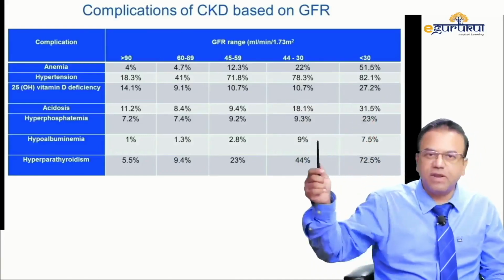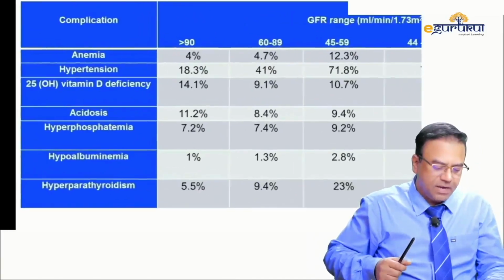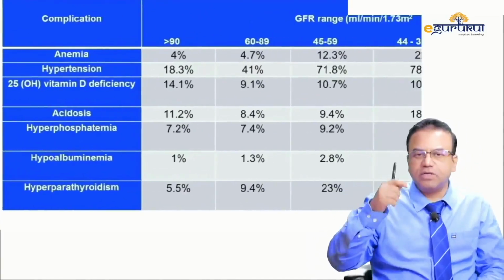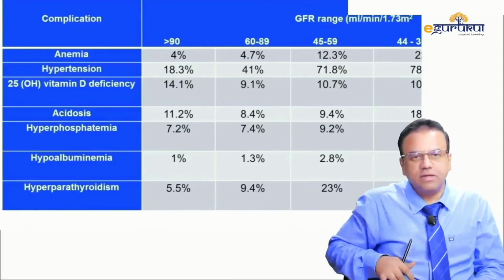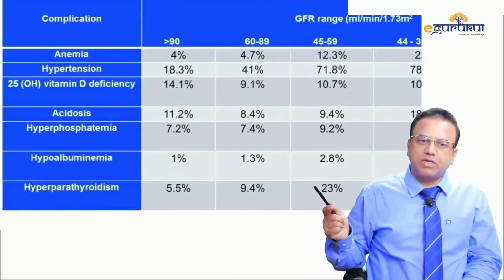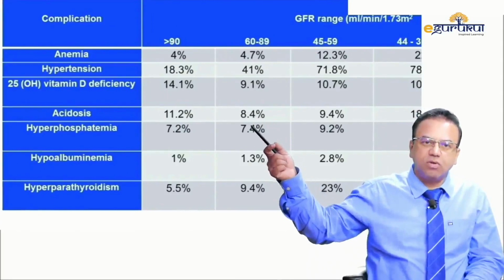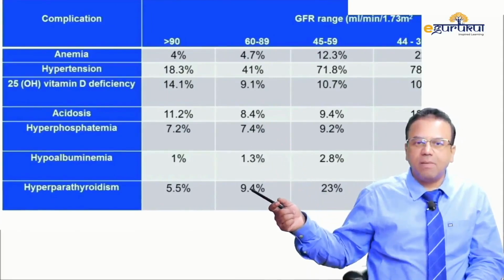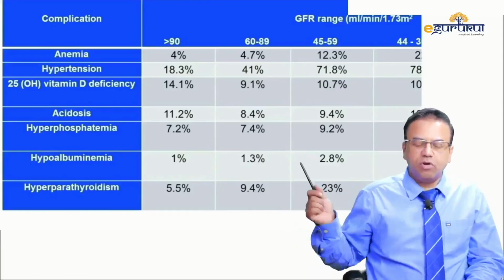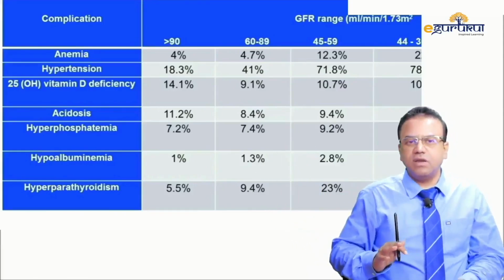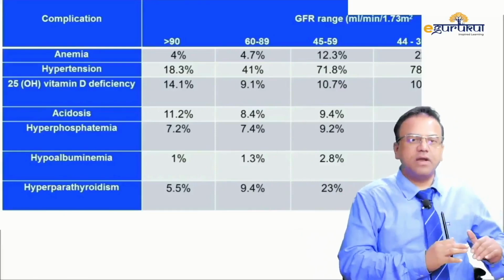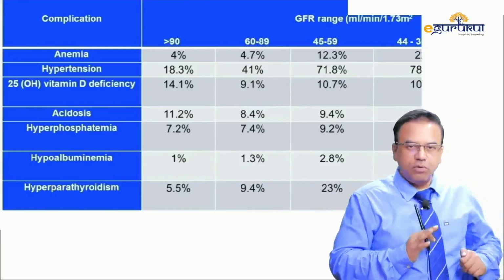So you notice the various complications of CKD: anemia, hypertension. These are all major functions of the kidney that are gone. So you're seeing all these things. Anemia is going to be there, hypertension, vitamin D deficiency, acidosis, hyperphosphatemia, low albumin, hyperparathyroidism, and all these are going to cause the pathology and cause increased mortality and problems in CKD. So all these we are trying to manage. But when do they really become a problem?